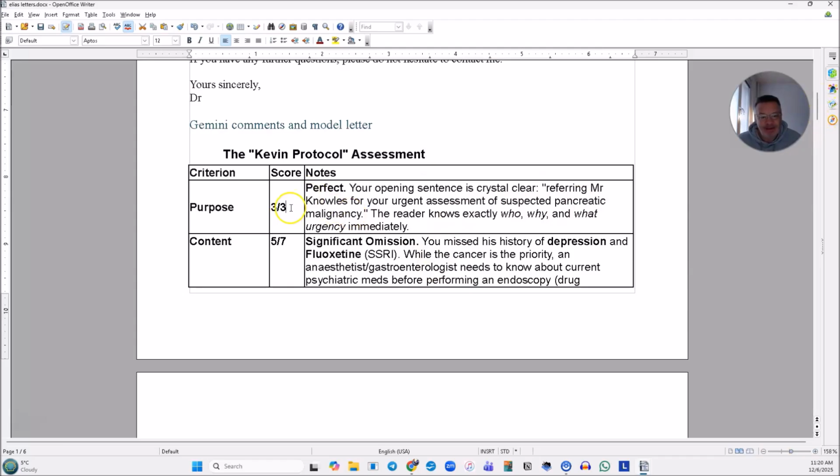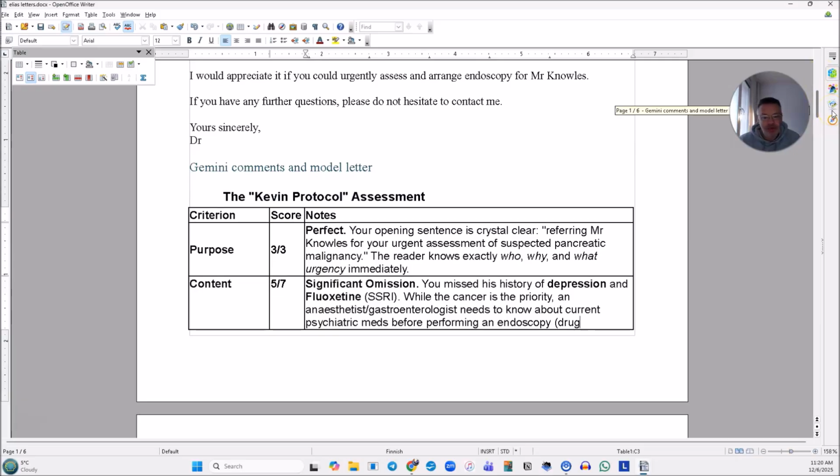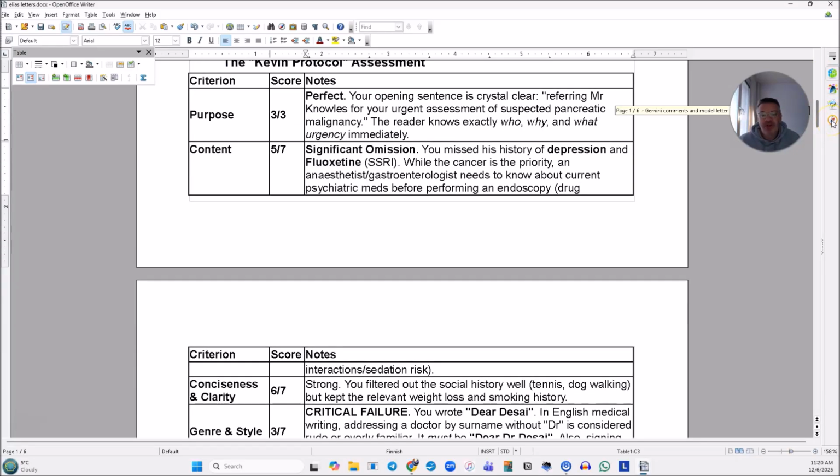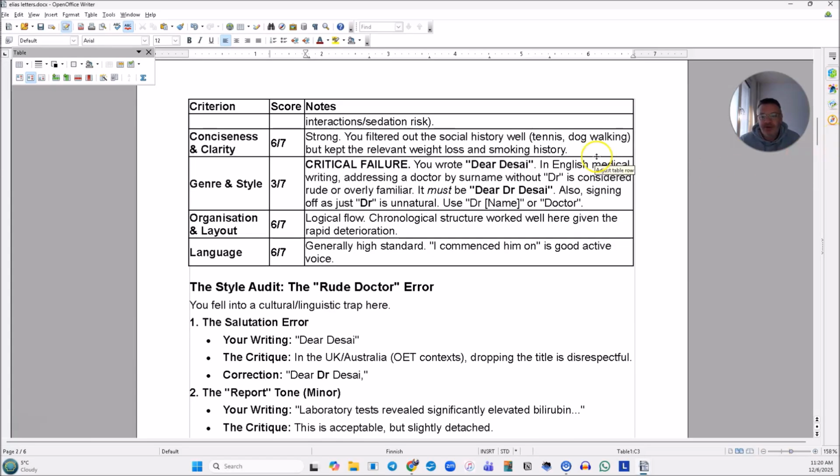3 out of 3. Don't think so. That purpose could certainly be much clearer, much improved. Depression, the current psychiatric meds. Okay, well, that's it, but still, you know, cancer's the priority. Filtered out social history. Okay, but weight loss, yeah, but retired. Critical failure, general high standard.